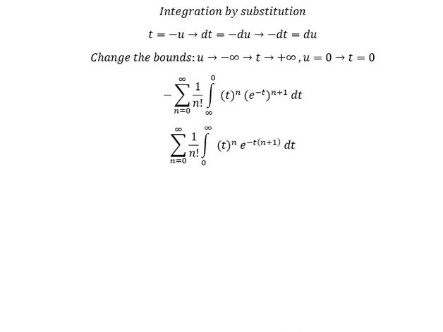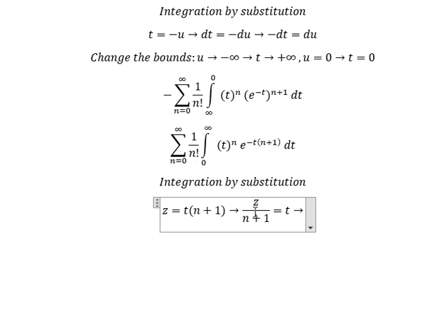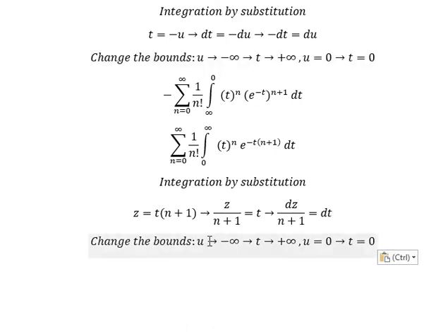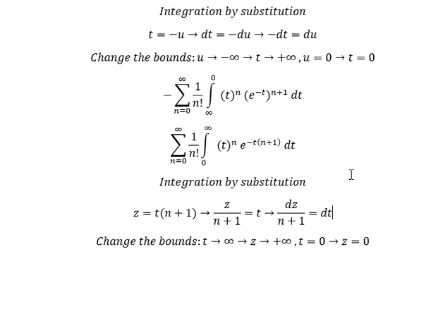Now, the last one, we can use integration by substitution. So I will put z equals t multiplied by n plus 1. So we divide both sides by n plus 1. Later, we take the first derivative on both sides. Now we need to change the bounds. So when t goes to positive infinity, z still goes to positive infinity. When t equals 0, z equals 0.